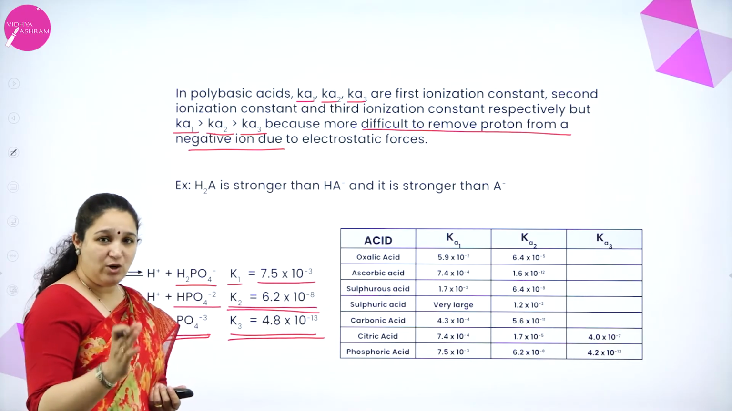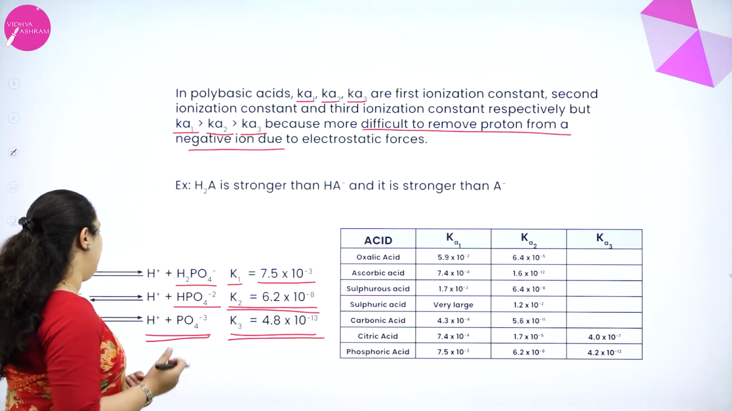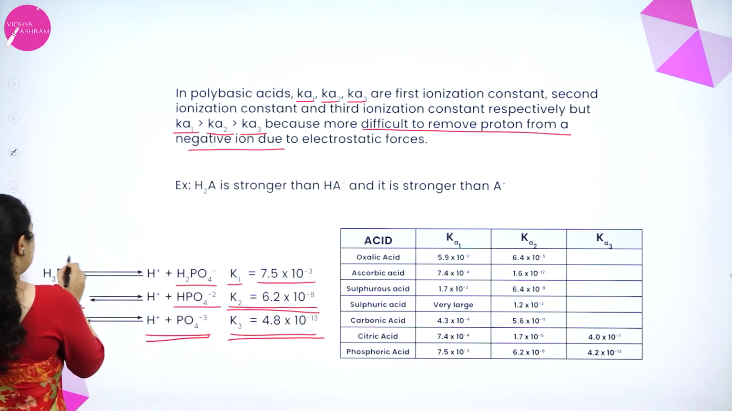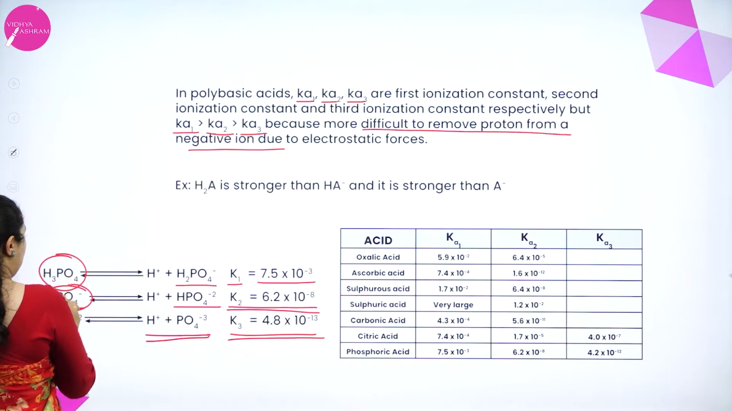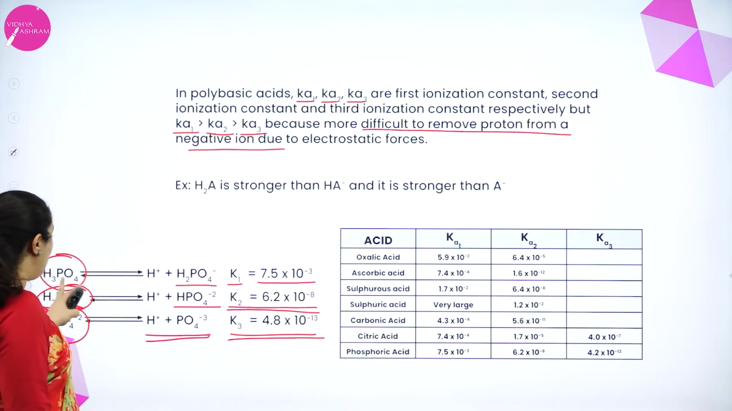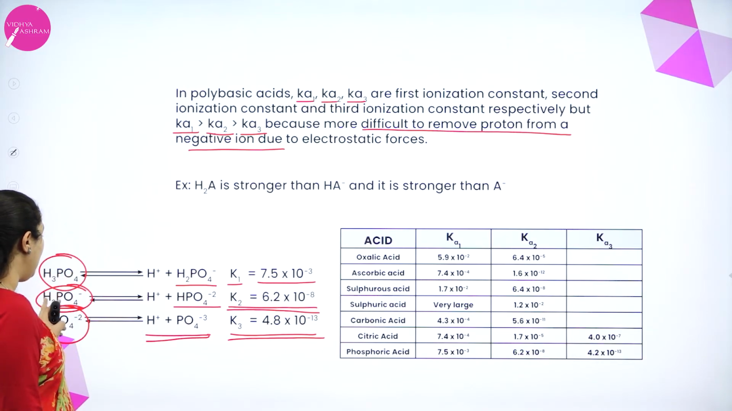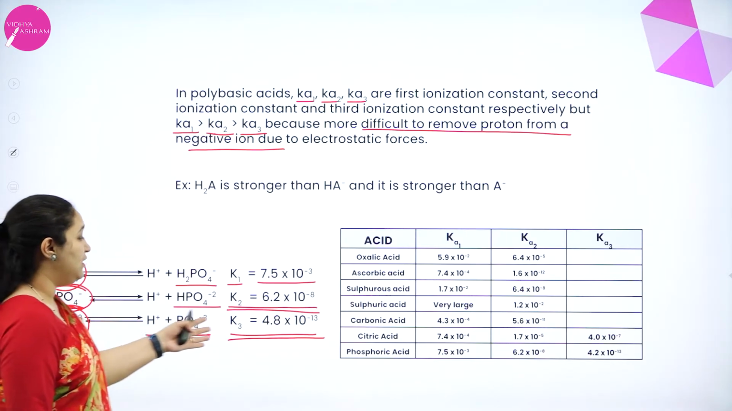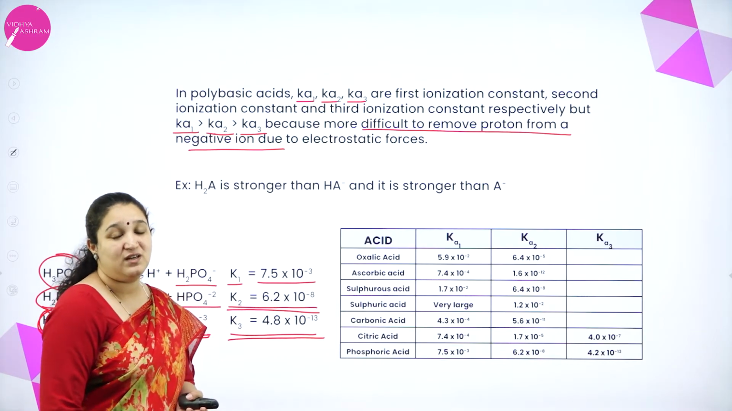Okay. So I can also put it in a different way, that is, I can tell that this is a stronger acid compared to this and this one is a stronger acid compared to this. So H3PO4 is a very strong acid, H2PO4 minus is a quite mild acid and HPO4 2 minus is a weak acid because the values are very, very small.